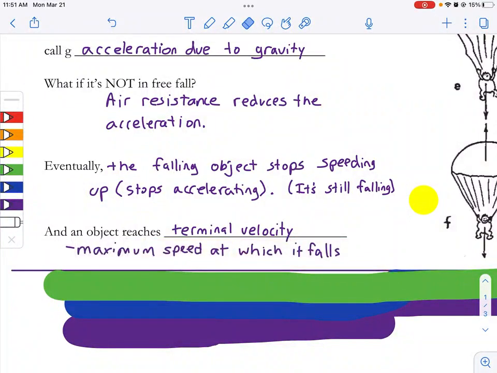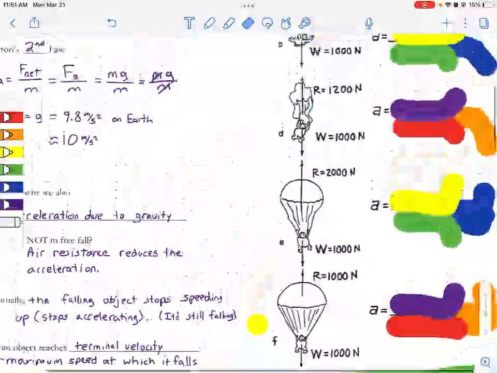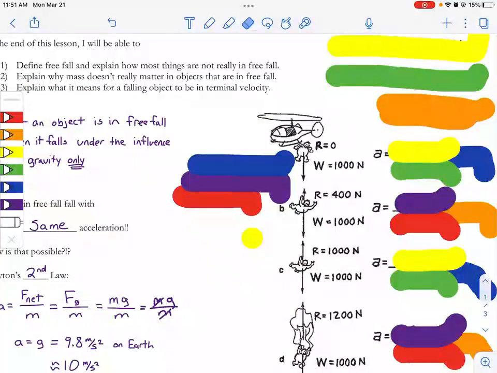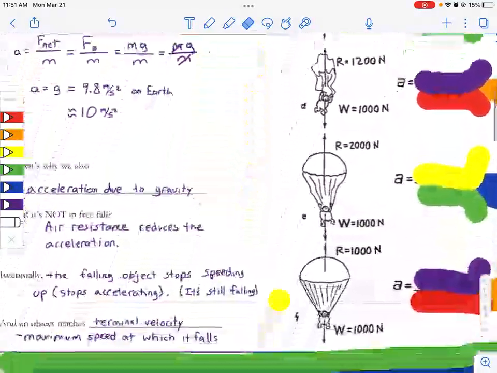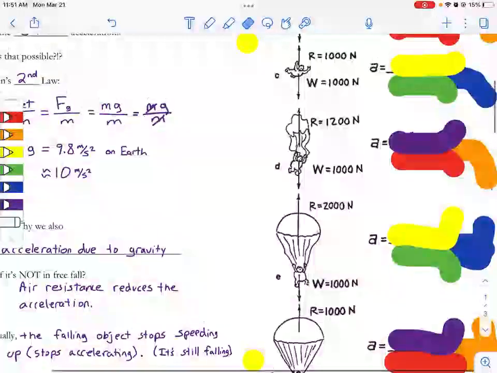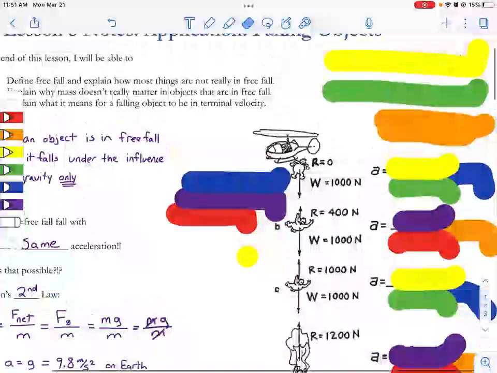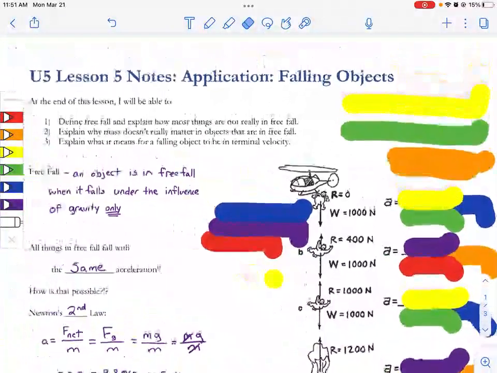So let's take a look at it. We've got an example here. You can see these pictures that are on your paper. There's a guy jumping from a helicopter, and then he's falling, and then he opens up a parachute, and then the parachute is fully inflated. Not really inflated, but it's all the way opened up. He's probably falling a bit slower than when he fell out of the helicopter.